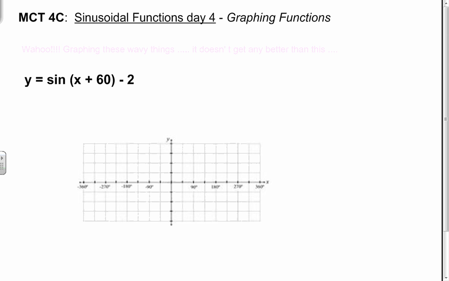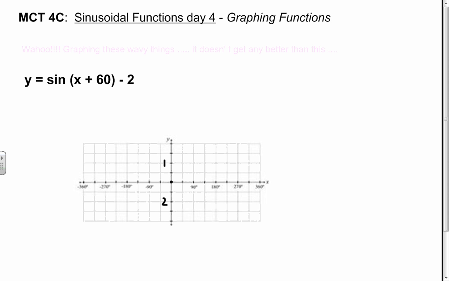Grade 12s, we're on day 4 of sinusoidal functions and we get to graph today. So I can only model the way I think through these things because we're going to throw a few different features at a time and see how we handle it. So the first one, what I look at is that it's a sine. So I know what that looks like basically. So I'm going to draw my basic sine curve just to even get started.